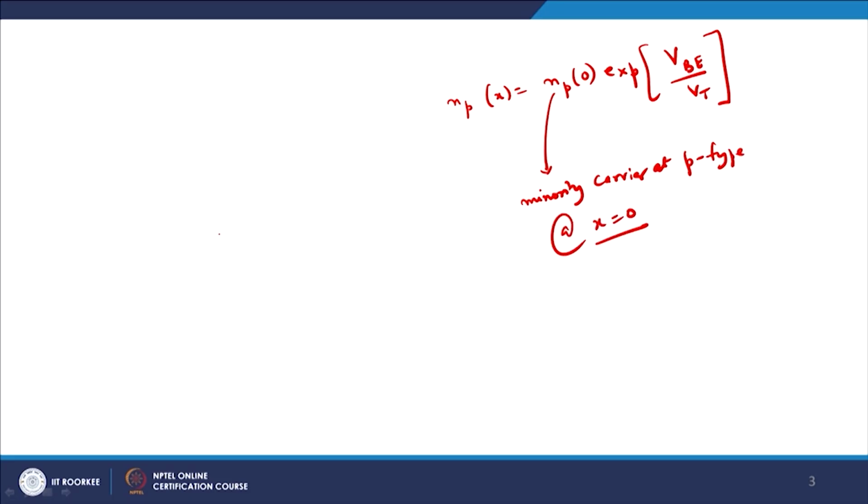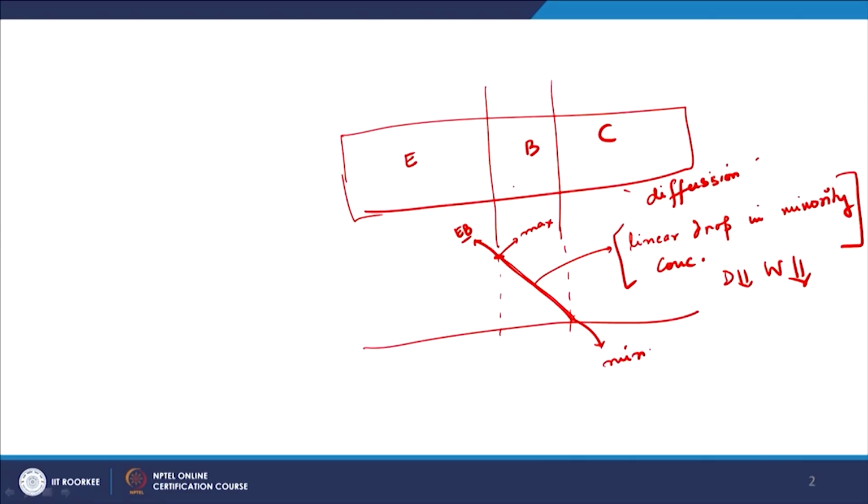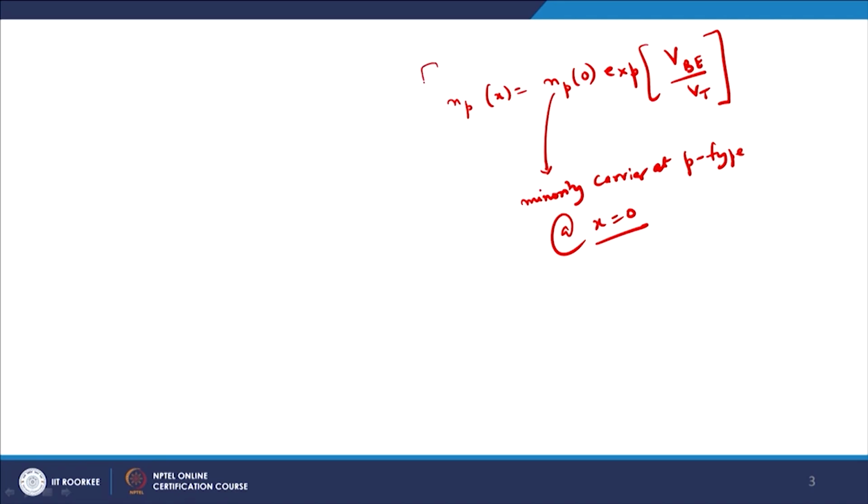So, x equals to 0 primarily means this point, this corresponds to x equals to 0. And let us see if we proceed forward, it gives me an exponentially falling drop, which means that though it is basically shown as exponential, we approximate it as a linear fall in concentration of electrons, as you can see.